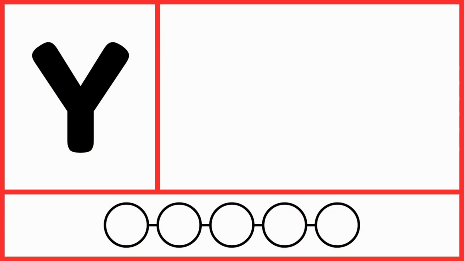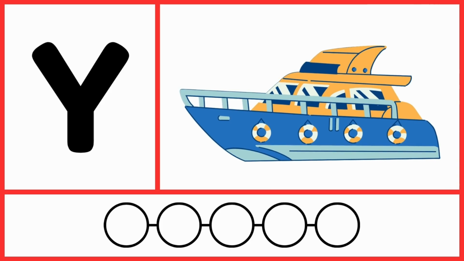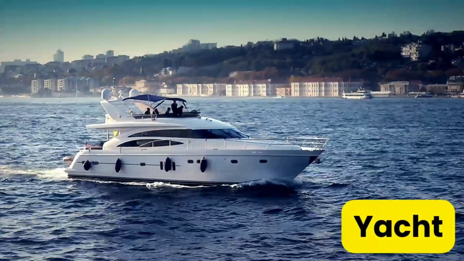Y. Y is for yacht. Let's spell it. Y, A, C, H, T. Y is for yacht. Yacht.